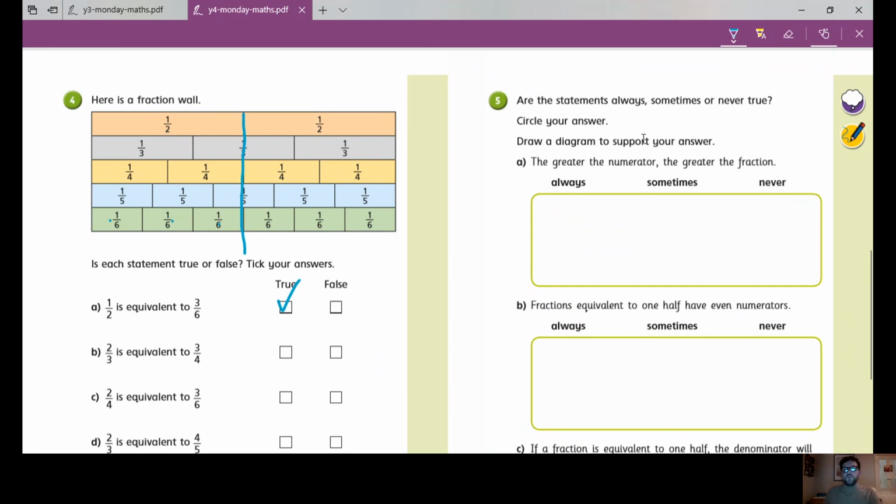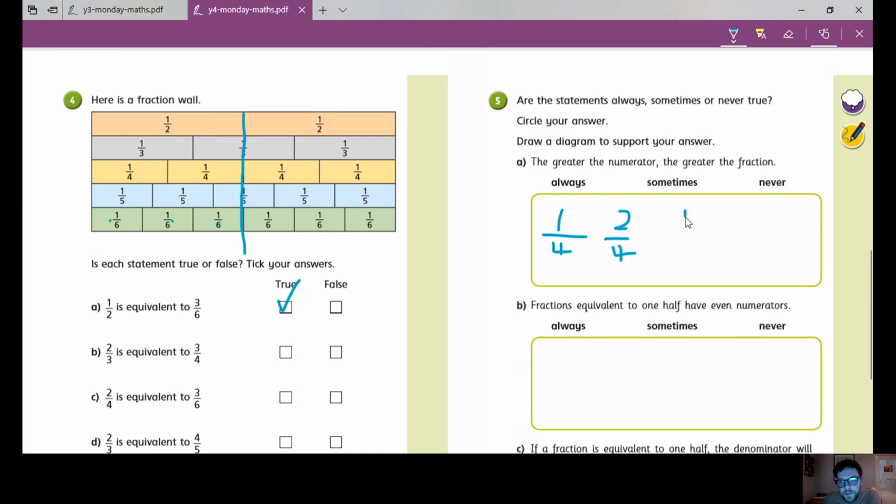Okay, are these statements always, sometimes, or never true? Circle your answer. So this is draw a diagram to support your answer. So it's always good to draw a bit of a fractional to help you, okay? The greater the numerator, the greater the fraction. There's always, sometimes, or never true. So I might just show you a little bit. So 1/4 is there. 2/4 there. So my numerator is greater there.